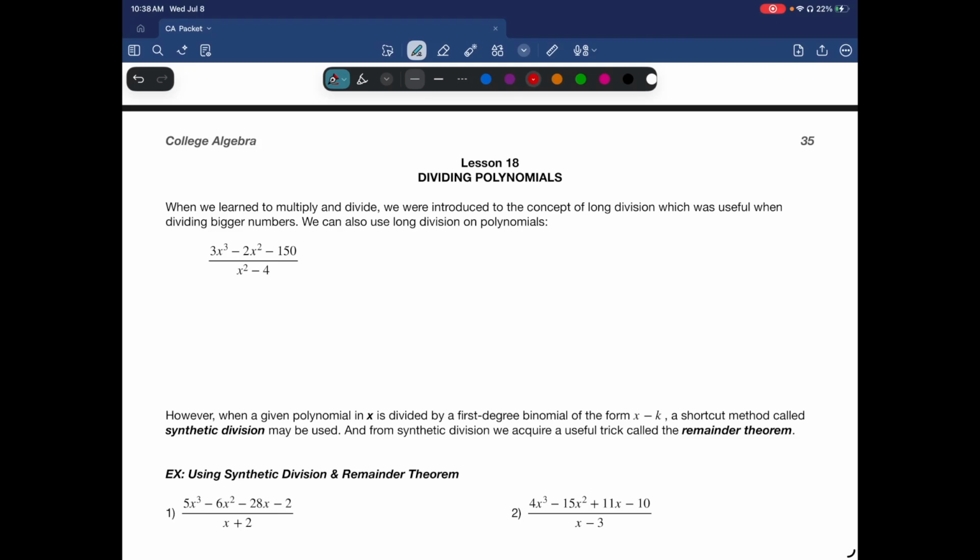In this lesson, we're going to talk about dividing polynomials. When we learn to multiply and divide, we introduce the concept of long division, which is useful when dividing big numbers. We can also use long division on polynomials.